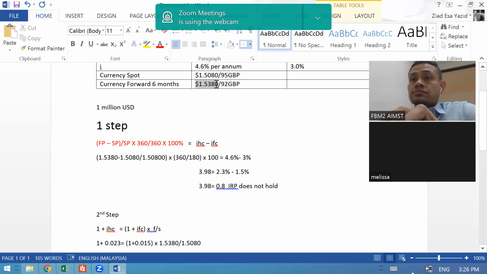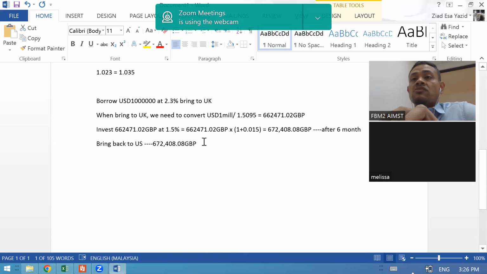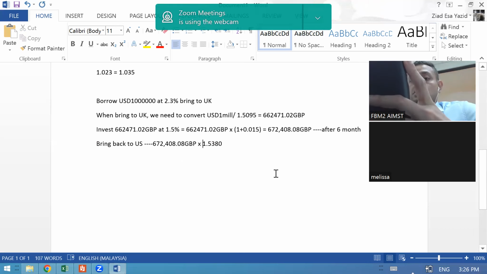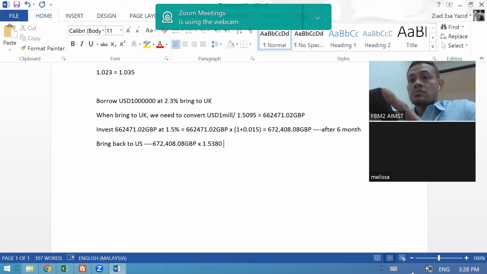Bid price, which is this one, times 1.5380, and then you get 1,034,163.63. So you get 1 million.